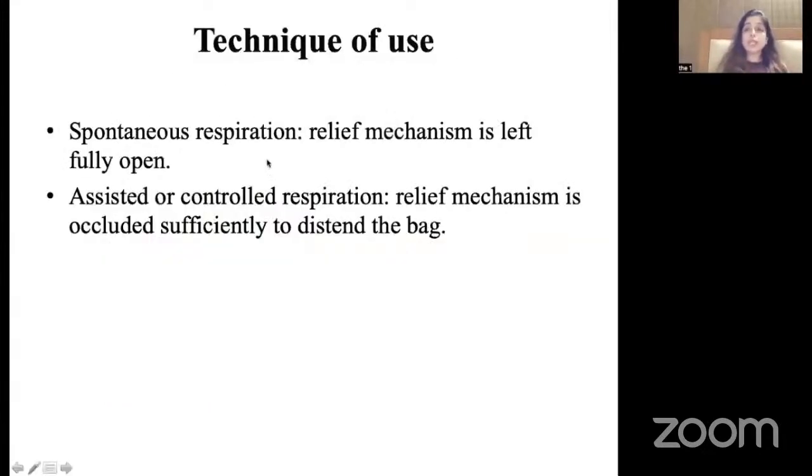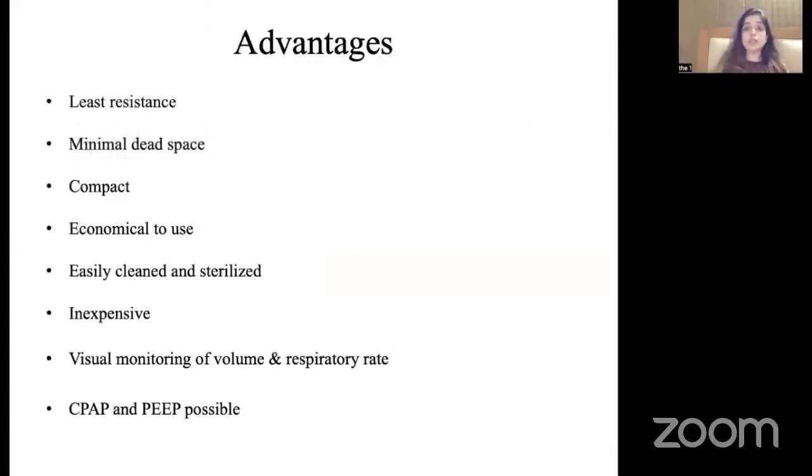How to use it? For spontaneous respiration, the relief mechanism, that is the tail end of the bag, is left fully open. For controlled ventilation, the relief mechanism is occluded sufficiently to distend the bag, like you use your fingers to occlude the bag intermittently for controlled ventilation of the patient.